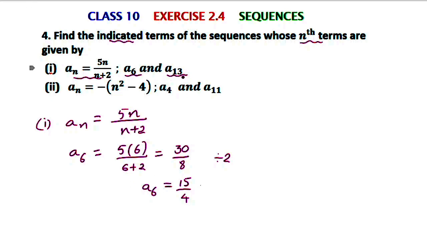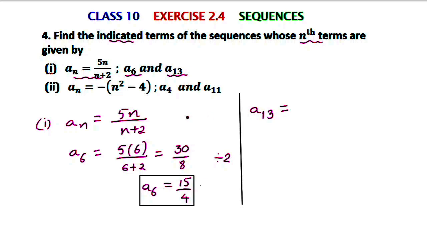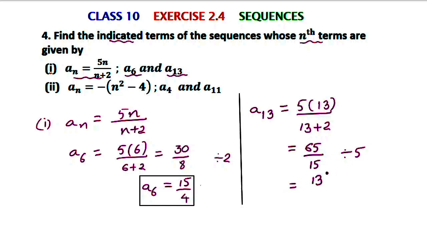Next நம்ம 13th term கண்டுபிடிப்போம். a13 equal to 5 into n க்கு பதிலா 13 by 13 plus 2 equal to 5 into 13 is 65 by 13 plus 2 is 15. இதை நம்ம 5th table ஆல cancel பண்ணிக்கலாம். So this is equal to 13 5s are 65 by 5 3s are 15. Therefore a13 equal to 13 by 3. So first subdivision கான answer முடிஞ்சு.